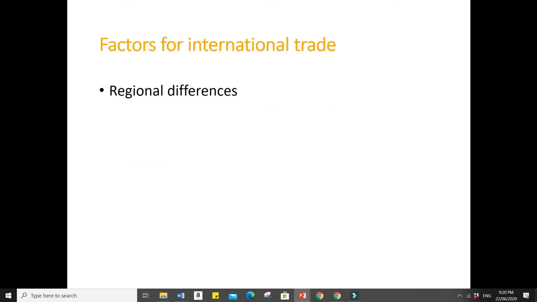Number one factor is regional differences. Countries in the world differ in terms of natural resources or endowments. When we speak of endowments, we're talking about the factors of production. What else? Climatic conditions, mineral resources, and capital resources. All these differences lead to a situation wherein some countries can produce some goods and services more efficiently.